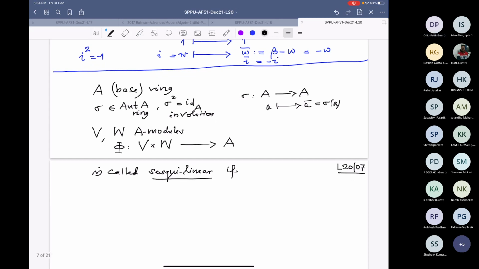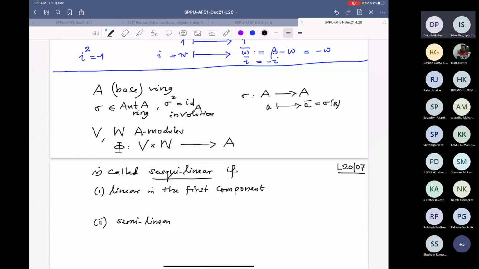So if it is linear in the first component, and second, semilinear. I will define what I mean by this in the second component.